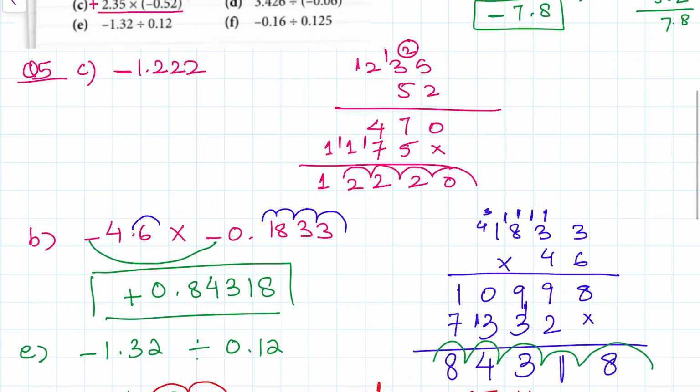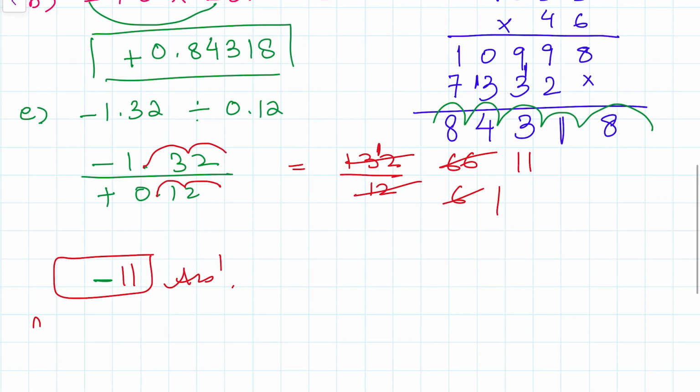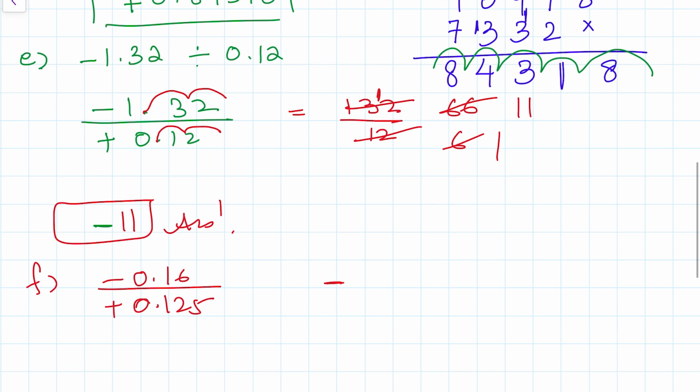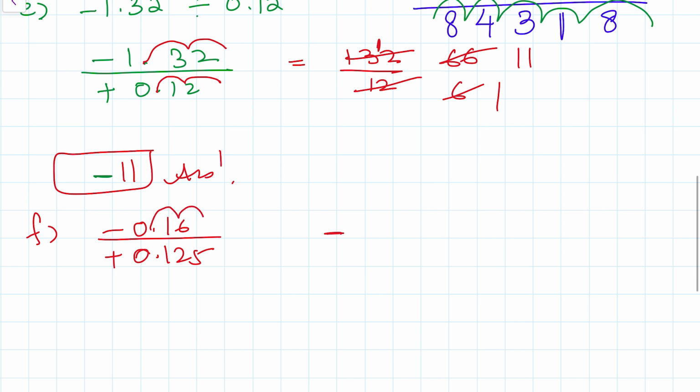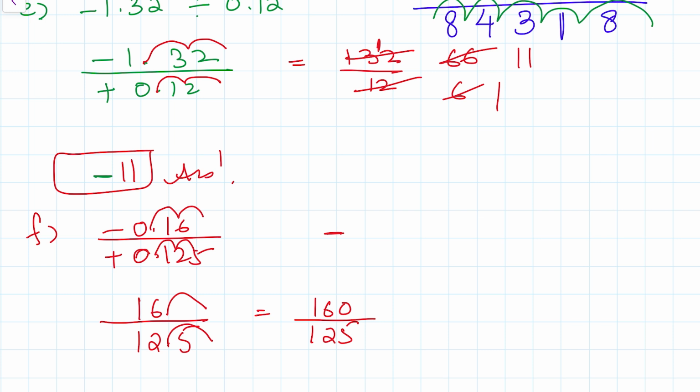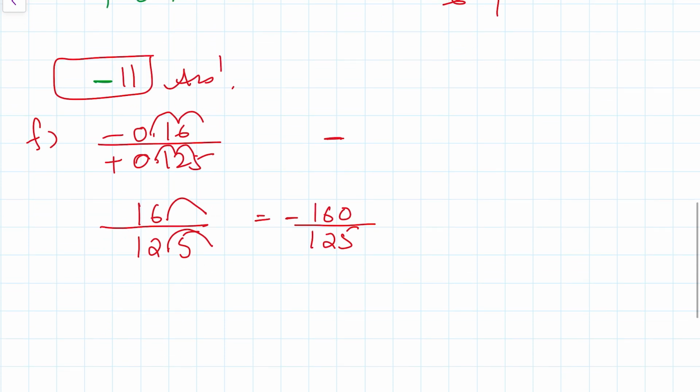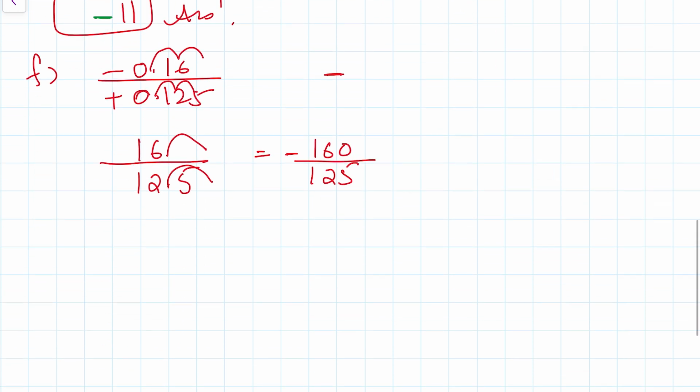Let's look at the F part. Minus 0.16 divided by 0.125. Minus and a plus again, so the answer will be minus. Move 2 decimals forward. 16 upon 12.5. Move 1 more decimal forward. 160 upon 125. There's a minus here. Now simplify it with 5.